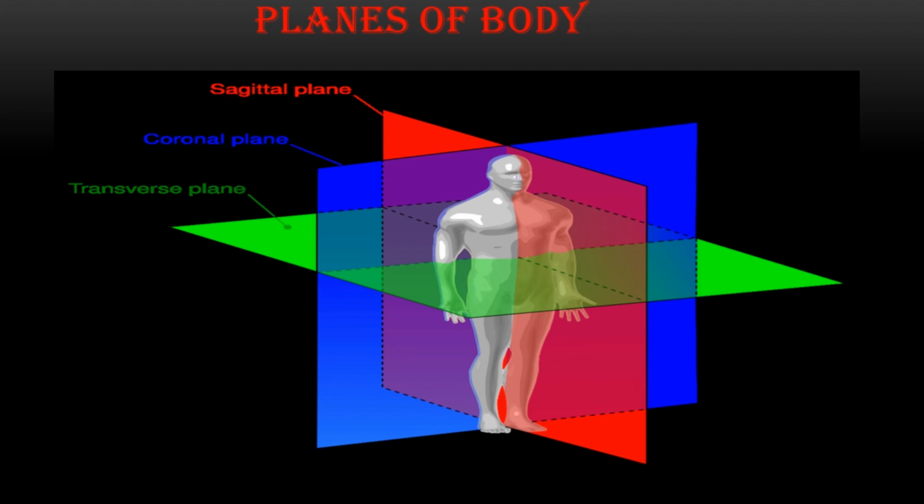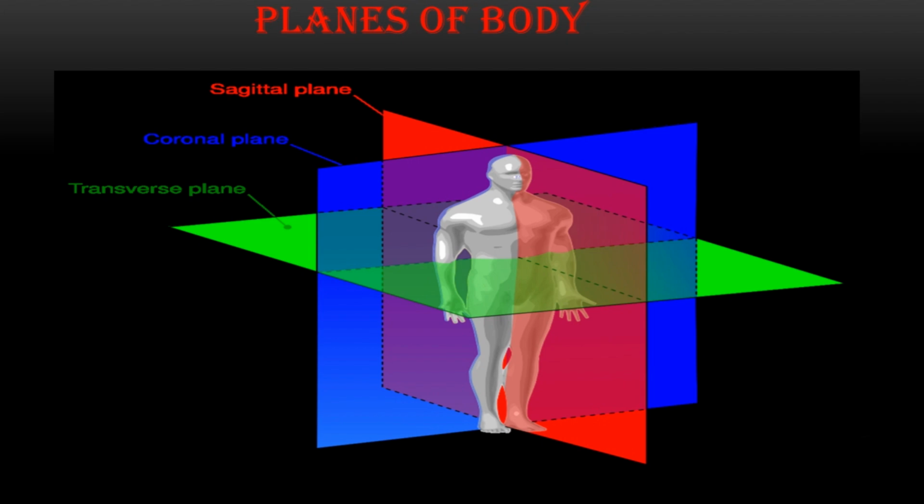Now coming to planes of the body, there are three major planes: the sagittal plane, the coronal plane, and the transverse plane. The sagittal plane, which is shown in red color here, divides the body into two equal right and left halves and runs straight down the midline. This is also called the median sagittal plane or mid-sagittal plane. It is named after a suture between the two parietal bones of the skull, which is called the sagittal suture.